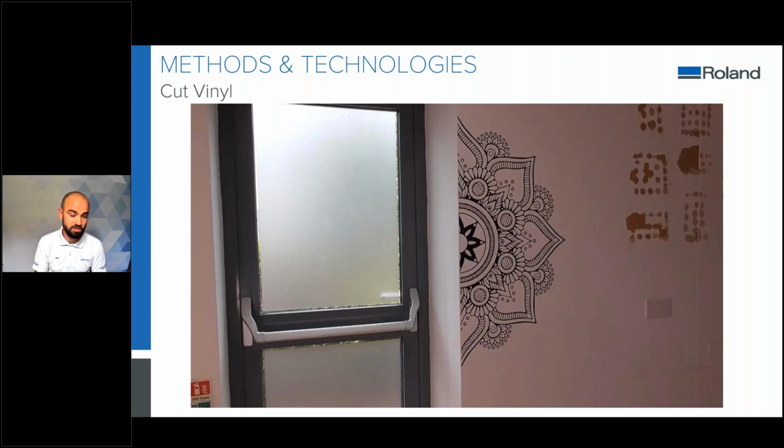And as you can see, we've just got our black vinyl stuck onto the wall. This was just a single color graphic, but you can, as I said earlier, layer your colors to create different graphics. So this is the most simple form of creating a wall graphic by using cut vinyl.